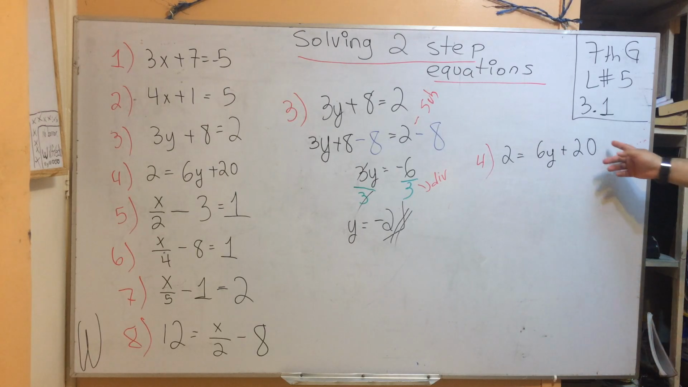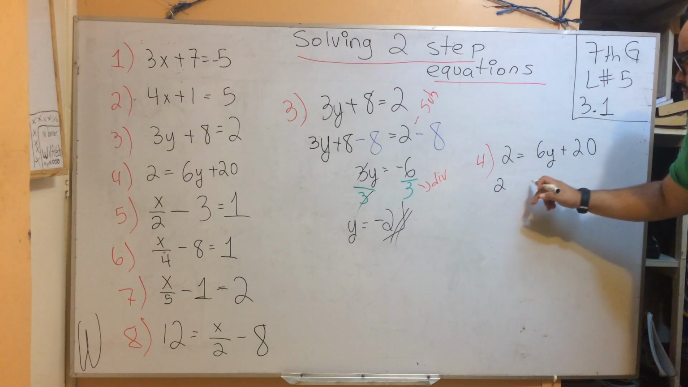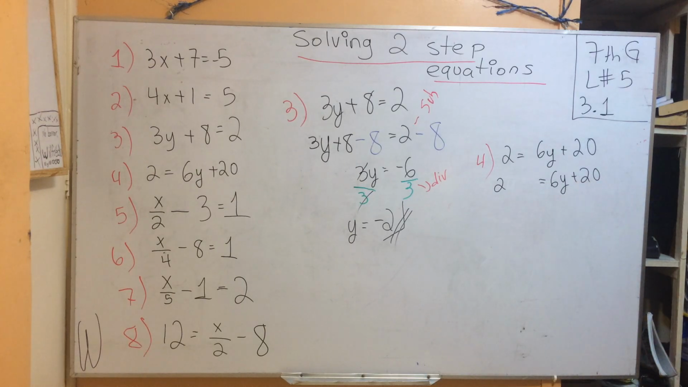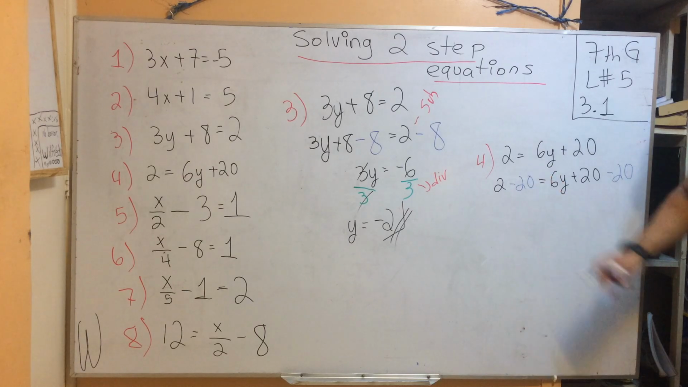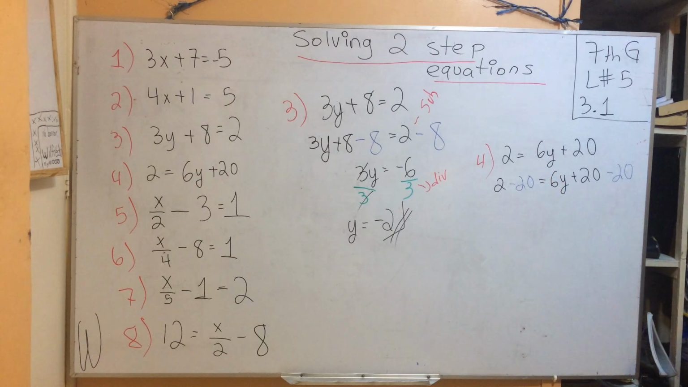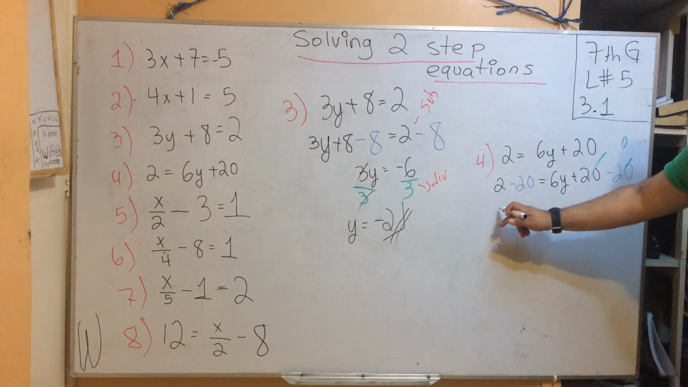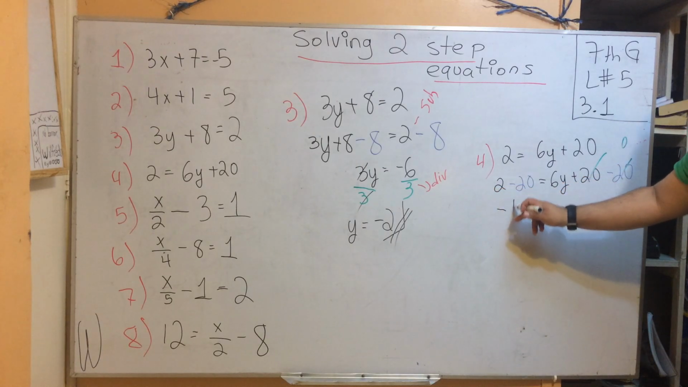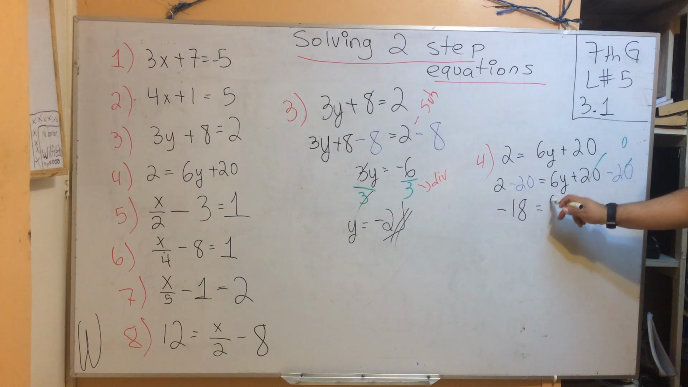So what we're looking for is a number to eliminate. So we have 2 equals 6y plus 20. We need a number to eliminate the 20. So we subtract 20 here. We subtract 20 here. This way, this becomes 0. So we have 2 minus 20 is going to be negative what? It's the same thing as having 20 minus 2, but it's negative. So we have that negative 18 equals 6y.